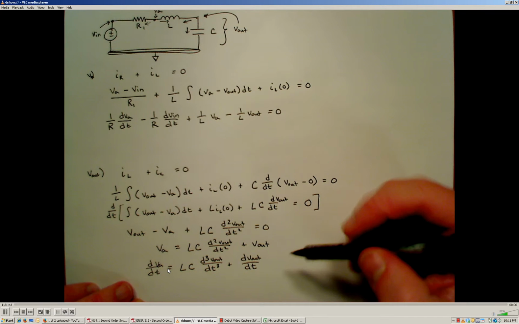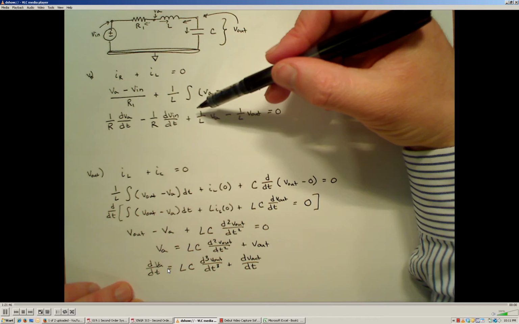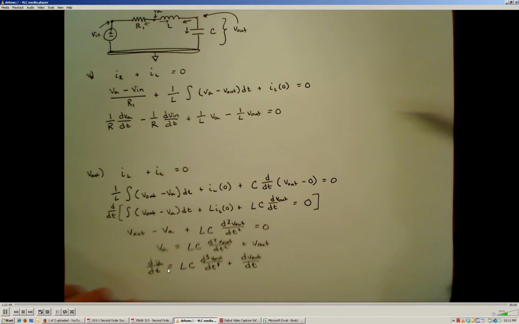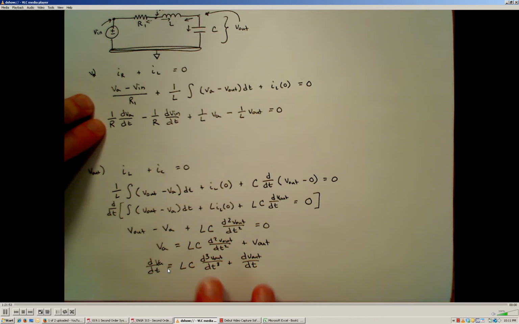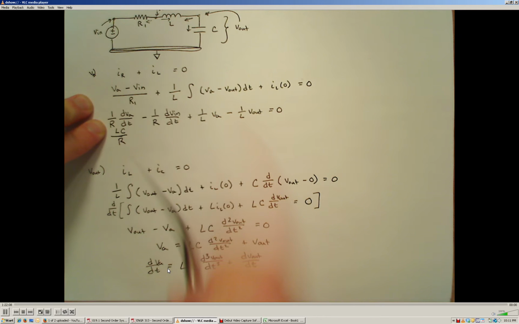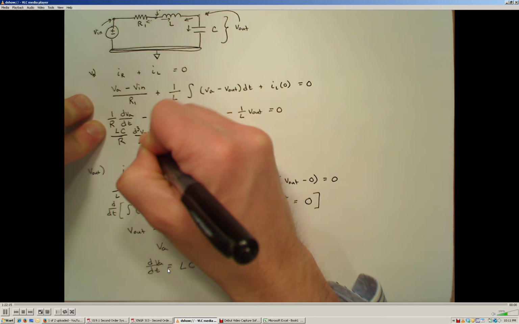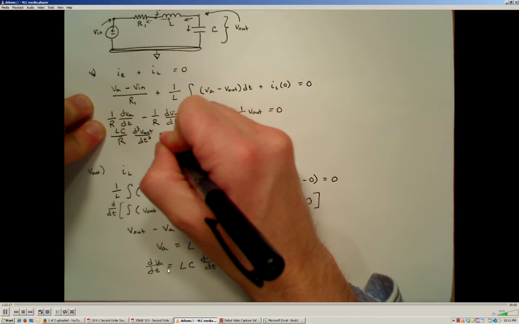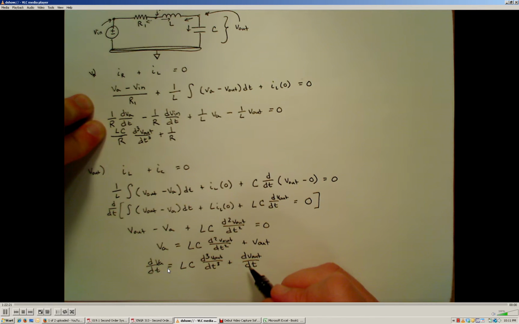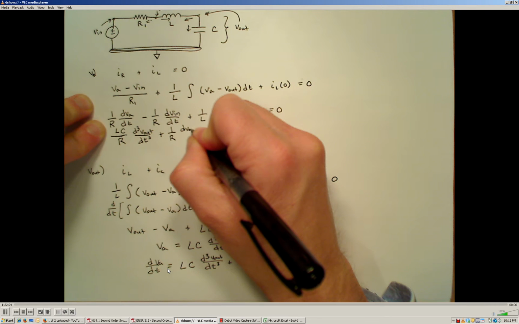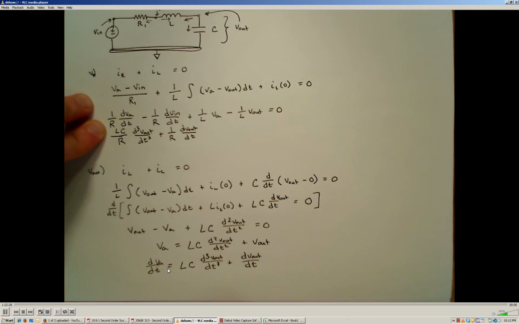Okay, so now I'm going to take these terms and substitute them back into this expression right here. So dVA dt is this entire term right here. I'm going to take this and substitute it in here, and multiply everything by 1 over r. So I will get LC over r times the third derivative of the output voltage with respect to time, plus 1 over r times the first derivative of the output voltage with respect to time.